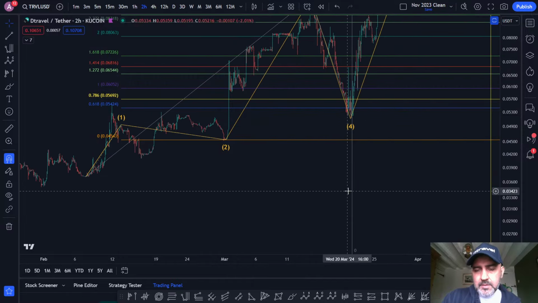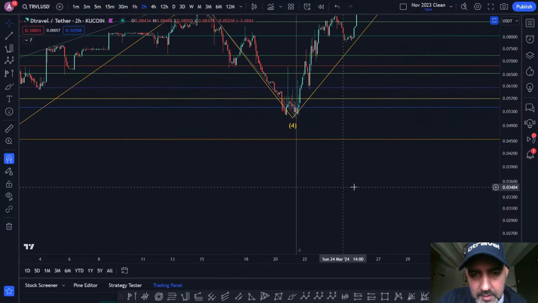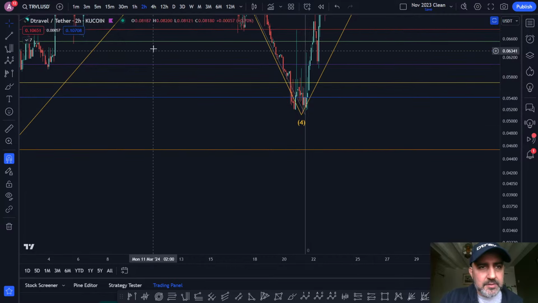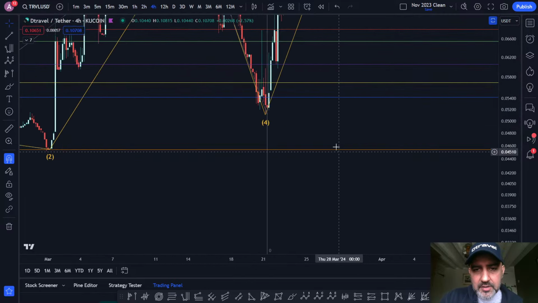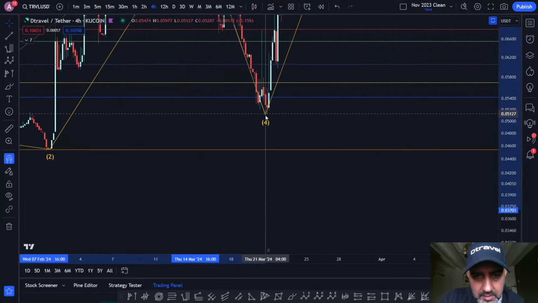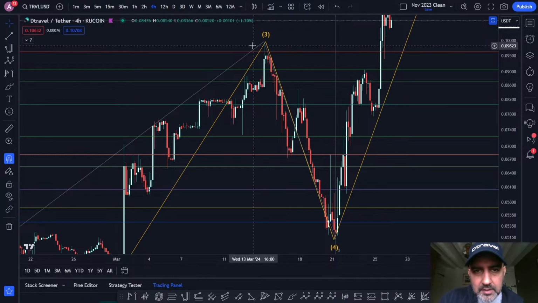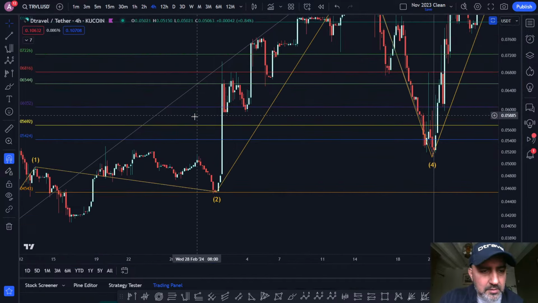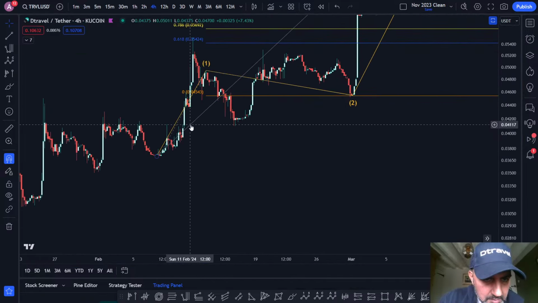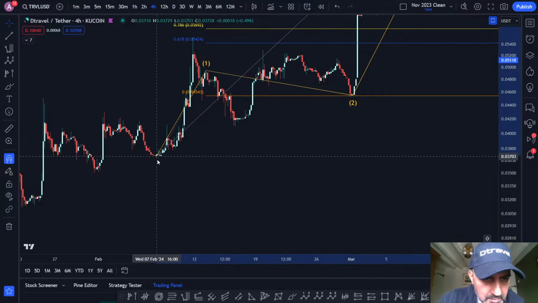Okay, I've got an idea actually. Let me put this on the 4-hour chart. Let's pivot in right to the 3. Okay.